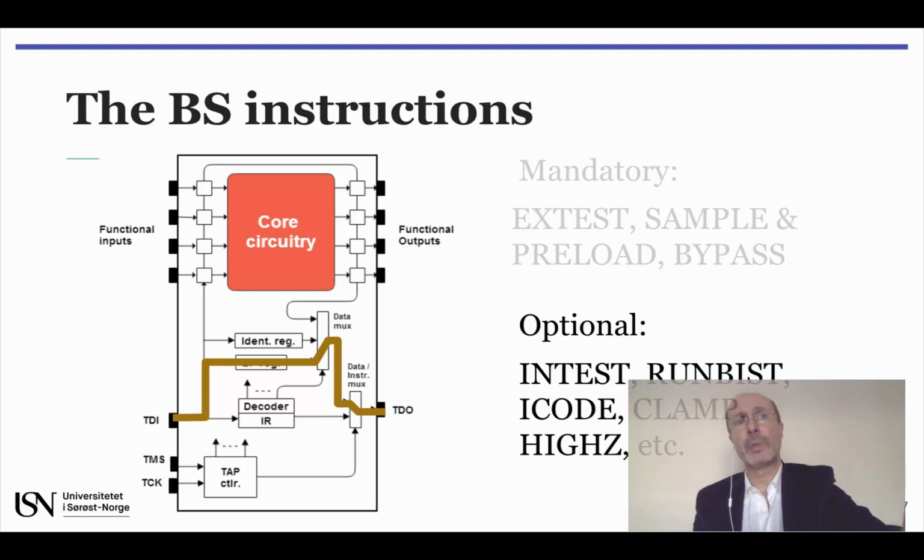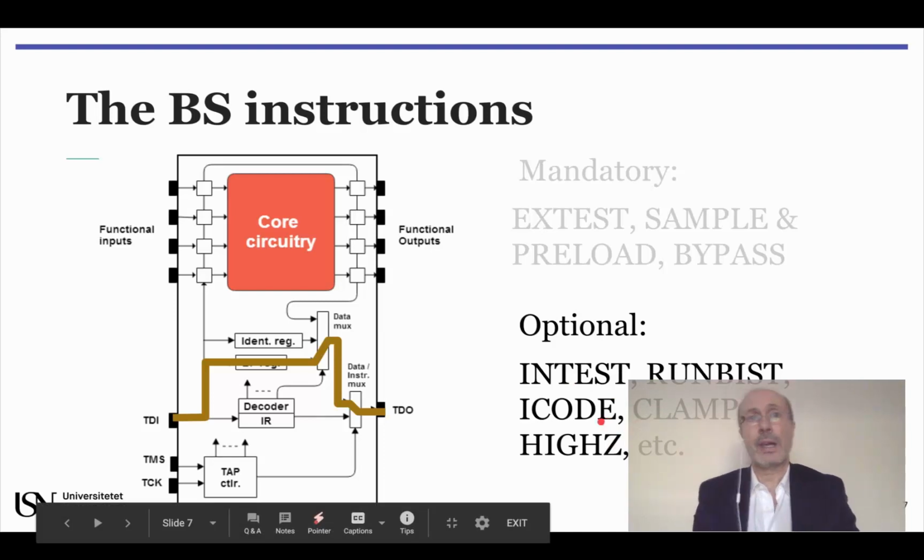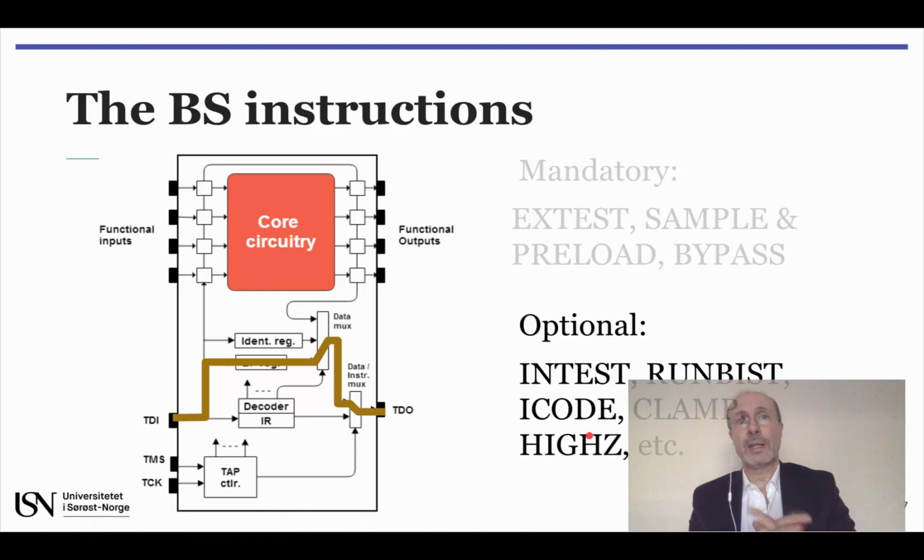There are a number of optional instructions that may or may not be present as we go from one device to another. RunBIST is meant to activate built-in self-test features if they exist. IDCODE is used to read the optional device identification register, HIGHZ to set the outputs to high impedance, etc. We may see other examples of optional instructions in the datasheet of the Texas Instruments devices that are considered in this course.